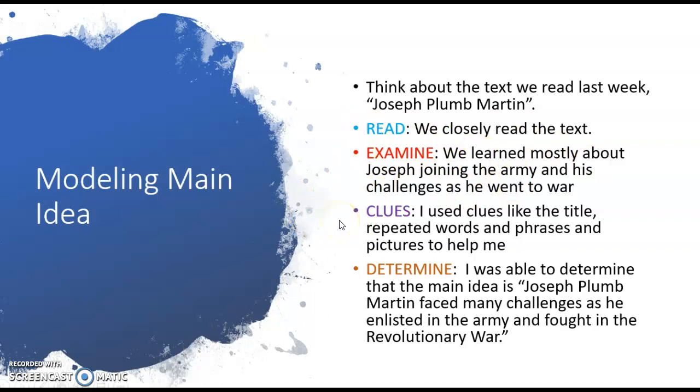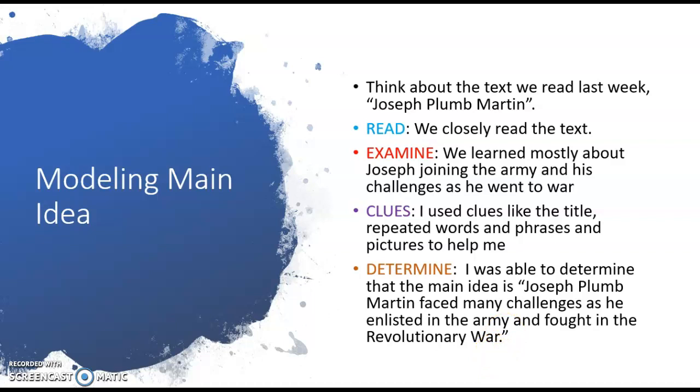Okay, and then there were some other clues that I used to help me find the main idea. I used clues like the title, Joseph Plum Martin. Well, that was a clear clue to me that I'm going to learn about someone new. The repeated words and phrases. I kept reading words like war. I kept reading words like that he was scared. I looked for phrases like dashing for their lives. Things like that were clues to me that this is what I'm learning about, his challenges, his feelings, his fears. And then after reading all of that, I was able to determine that the main idea is Joseph Plum Martin faced many challenges as he enlisted in the army and fought in the Revolutionary War.